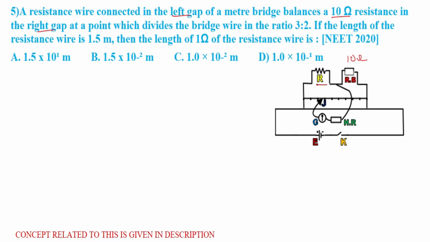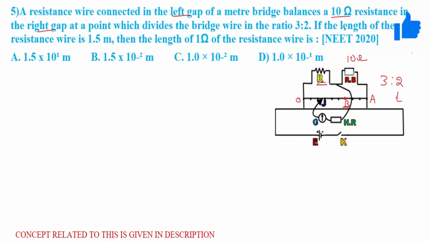This wire of resistance R balances the bridge wire OA at a point in the ratio 3:2. That is, the balancing point divided this wire OA in the ratio 3:2. That means the balancing point will be somewhere here. Let me take it as B. Okay. So this B divided the wire OA of length L in the ratio 3:2.